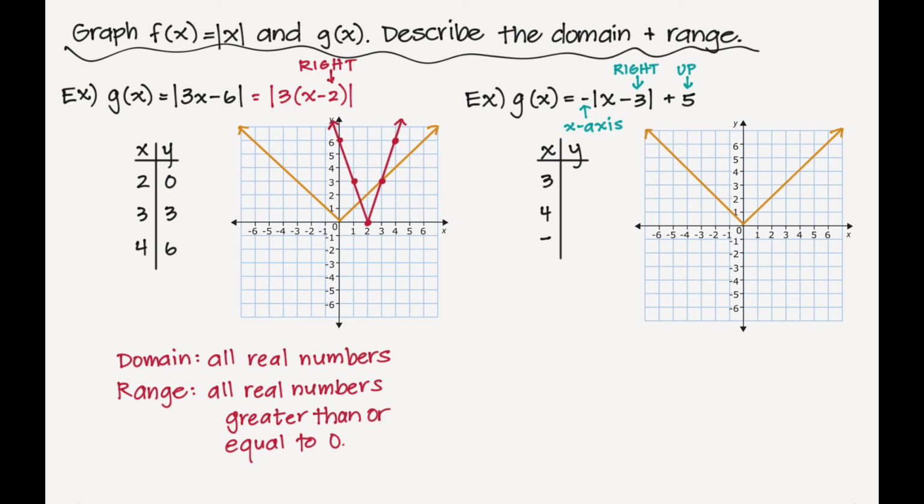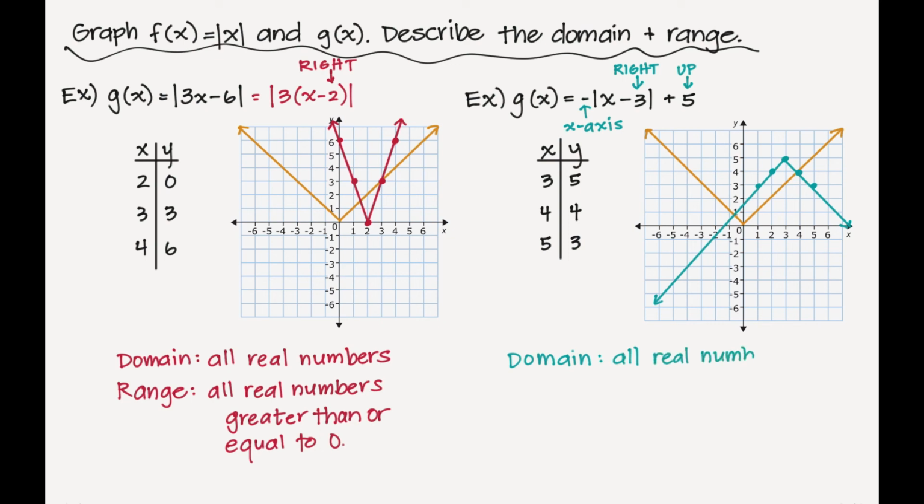So I'm going to pick values based around 3. When I plug that in, 3 minus 3 is 0, plus 5 is 5. 4 minus 3 is 1, so that's negative 1 plus 5 is 4. And then 5 minus 3 is 2, so negative 2 plus 5 is 3. So now we can go ahead and plot those 3 points: (3, 5), (4, 4), and (5, 3), and reflect them on the opposite side of (3, 5). So notice this new function is going downward, okay? And it has been moved to the right 3 and up 5.